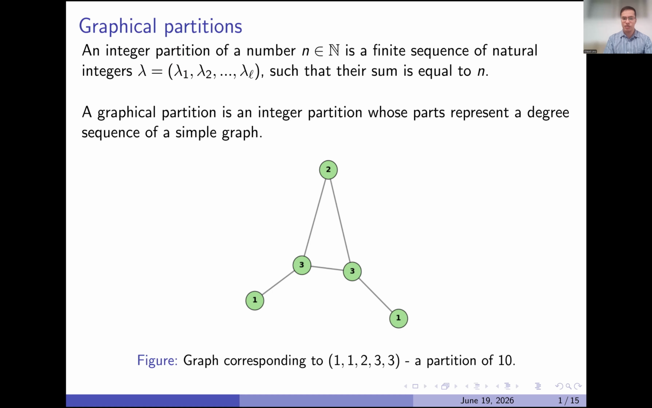A graphical partition is an integer partition such that each of its parts corresponds to a degree of a node in a simple graph. Here is an example of a simple graph that corresponds to the integer partition 1, 1, 2, 3, 3, a partition of 10. Indeed, we see that each part is a degree of one of the nodes in the graph. So this integer partition is actually a graphical partition.